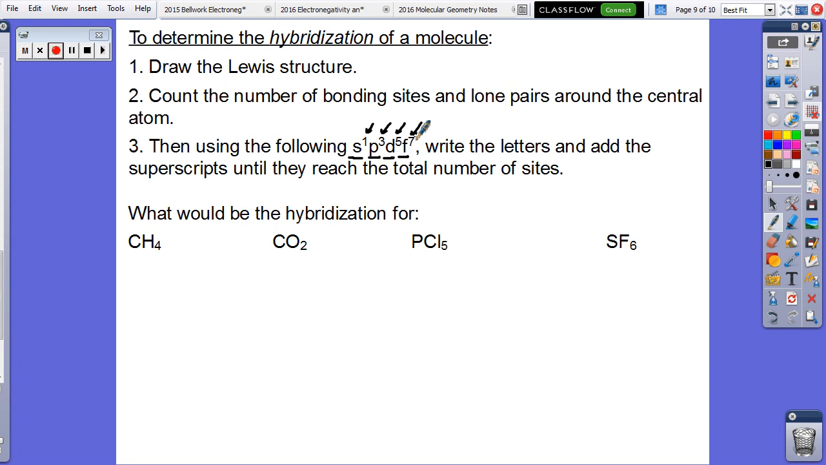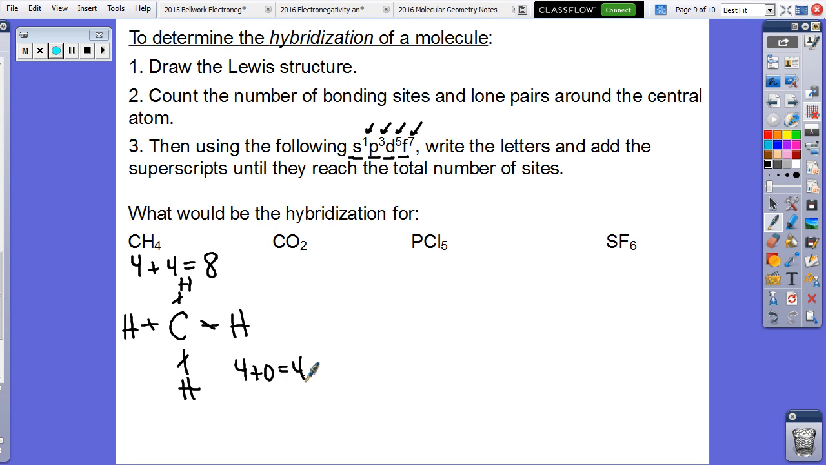Okay, so we're going to start with CH4, and we're going to figure out its hybridization. First I need to draw the Lewis structure. I've already drawn this one today. Carbon is 4, and we've got our 4 hydrogens, so that's 8. Carbon goes in the middle, and it's attached to my hydrogens. Carbon has its full valence shell, and all the hydrogens have their 2, or their duet. Now, it tells me to count the number of bonding sites and lone pairs around the central atom. So I've got 1, 2, 3, 4 bonding sites and 0 lone pairs. That's a total of 4. 4 plus 0 is 4.